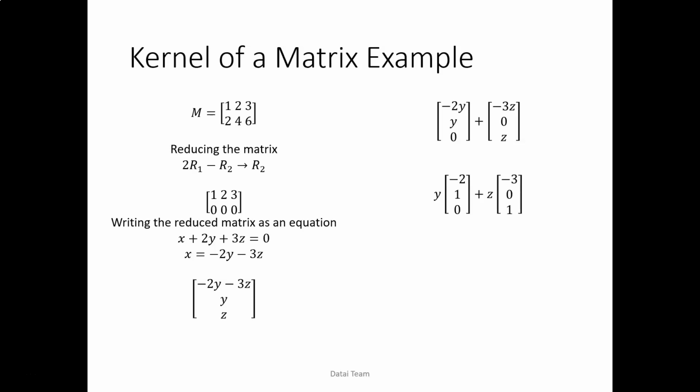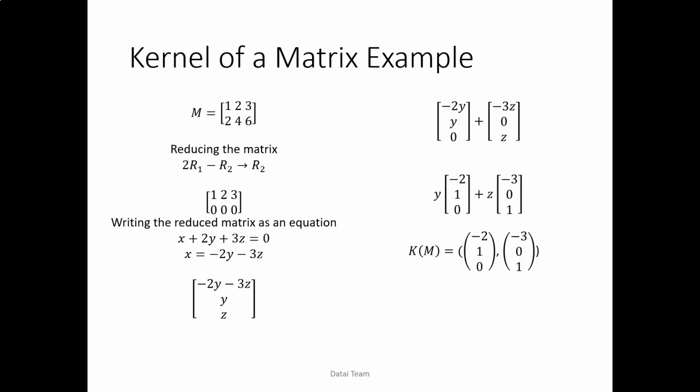So while writing the kernel, we want to write linearly independent vectors. Because if we did not want to write the linearly independent vectors, we would have an infinite number of vectors in the kernel. But we want to write the simplest versions, the ones that are linearly independent. We have y and z separate, those are just scalars. So we have the vectors that we want to get. The kernel of the matrix M are the vectors negative 2, 1, 0, and negative 3, 0, 1, and any scaled versions of those two vectors.